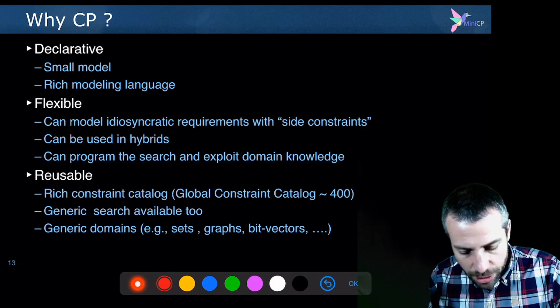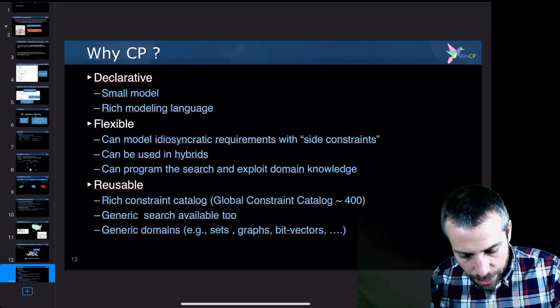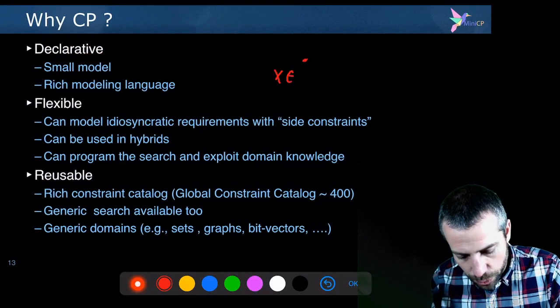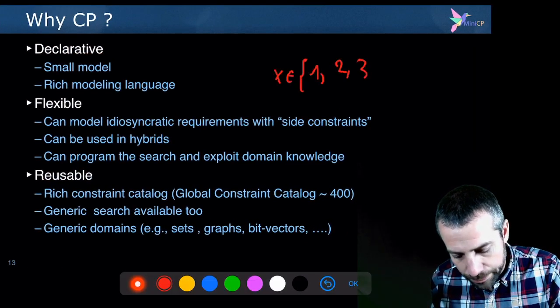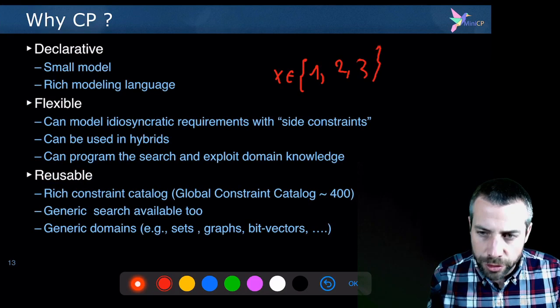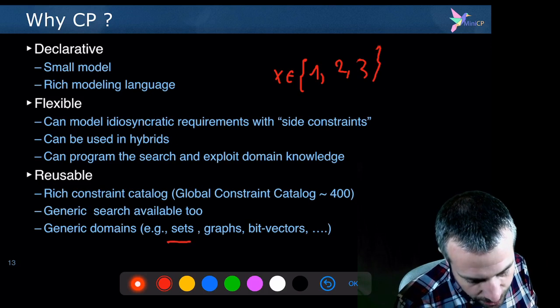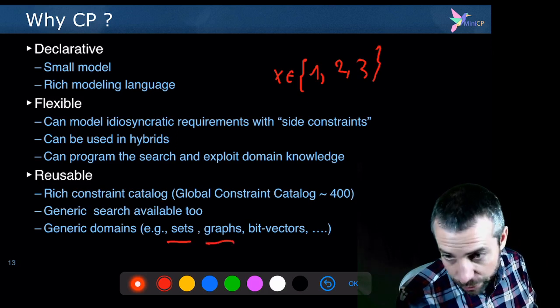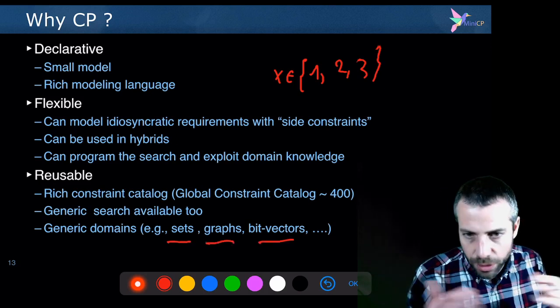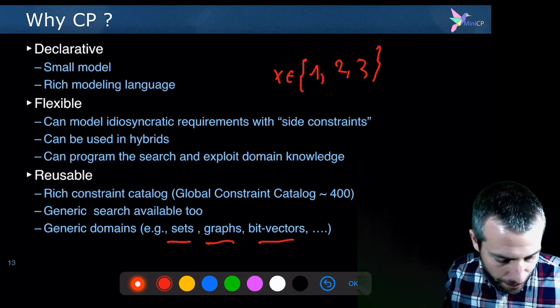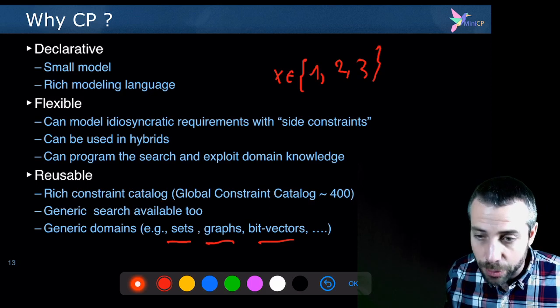I already mentioned variables such as integer variables. For instance, x belongs to {1, 2, 3}. But we also have other types of constraints and other types of variables in constraint programming. You can have set constraints, set variables, graph variables, and also bit vector variables and whatever. So it's really a framework that you can extend, and it's only limited by your imagination, actually.